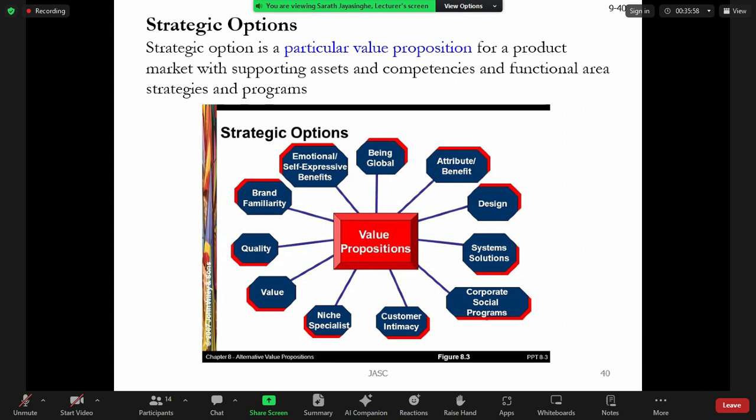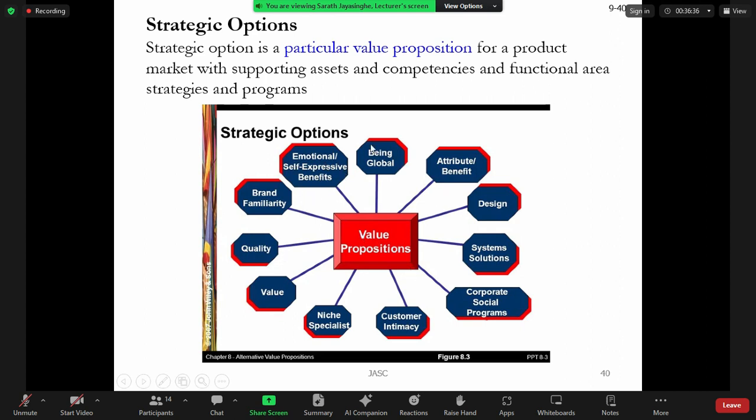Bundle of benefits, right? A particular value proposition for a product market with supporting assets and competencies and functional area strategies and programs. You can see strategic options. So for the value proposition, the global attribute benefit design will be different. Then we can change different design system solutions, corporate social programs, customer intimacy, niche specialist value, quality, brand familiarity, emotional self expressive benefit. These are available strategic options.